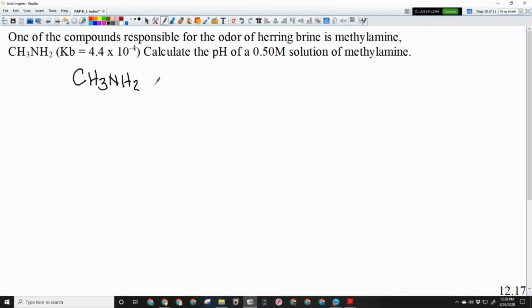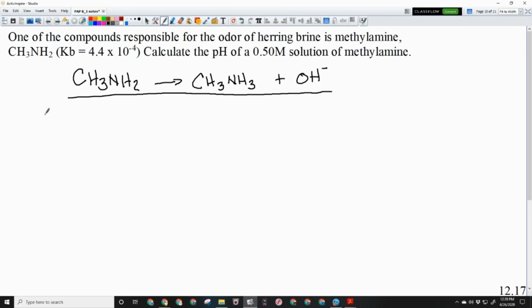So if this is a base, it's going to be added to water. This is going to accept a hydrogen, so we're going to get CH3NH3 plus and OH minus. It accepted a hydrogen from water, so it has another hydrogen here, OH. So let's go ahead and draw our ice chart because this is a weak base.